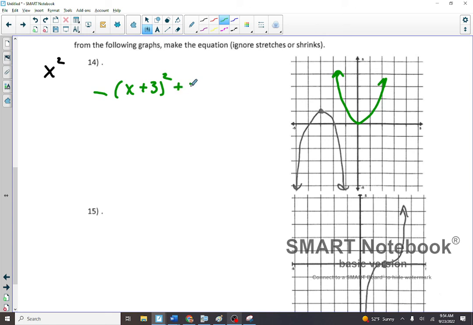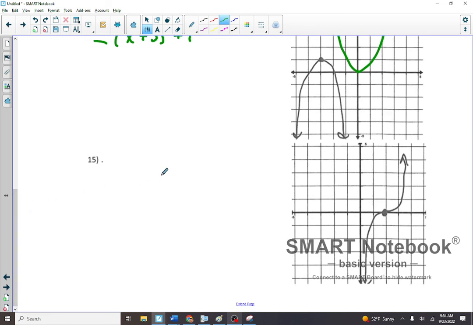And then plus 1 to move it up. So it'll be 1 up here, okay? Let me just do it right now anyway. So here, this is technically x cubed, which normally would be here. It looks like it just shifted to the right 2. So x minus 2 to the third power.